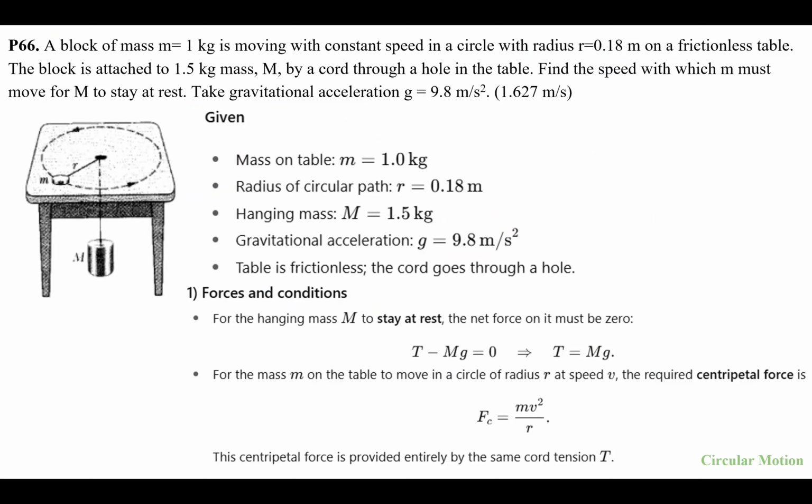Okay, now another problem. A block of mass m equal to 1 kilogram is moving with a constant speed in a circle with the radius of this one on a frictionless table. This is another important thing. And the block is attached to a 1.5 kilogram mass. This is the capital M, and this is a small m. And through a hole in the table, find the speed with which m must move for M to stay at rest.